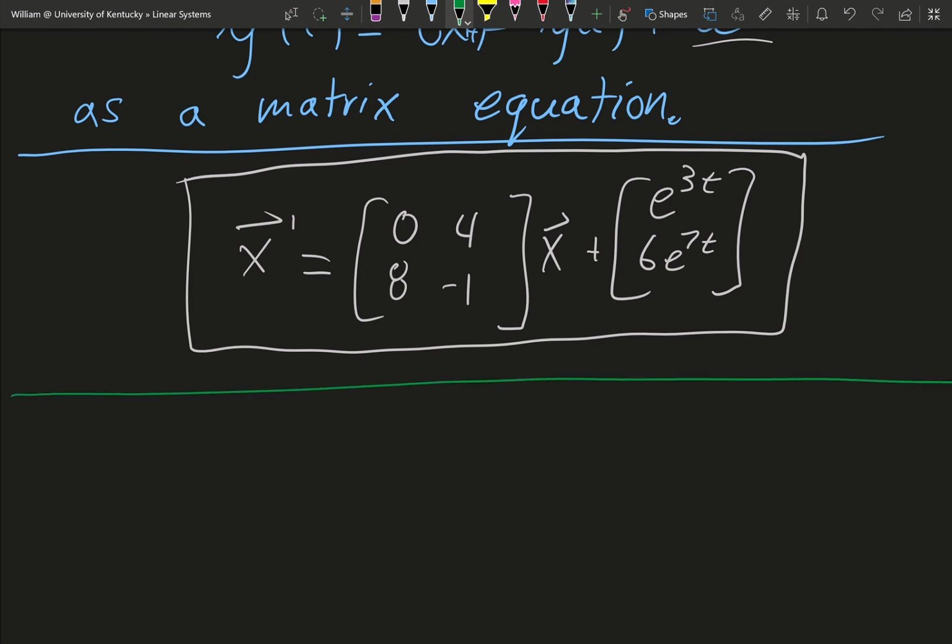All right, and I said I was going to end it here, but I actually want to do one more where we actually solve one, and then we're actually going to write the solution also as a matrix. So writing solutions.